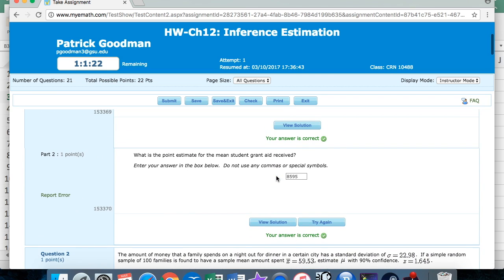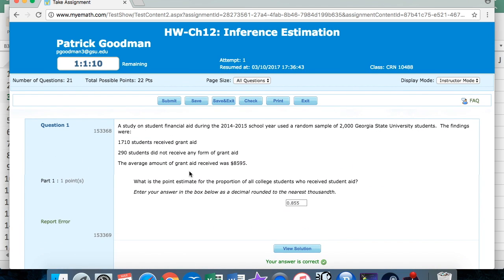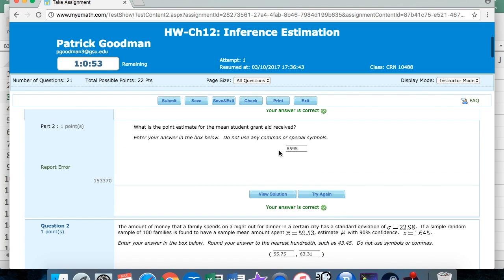Now part 2. Now they say, what is the point estimate for the mean student grant aid received? Now this one's a lot easier, right? Because for the mean, you don't have to actually calculate anything unless they give you actual data. Here they give us the average amount of grant received was $8,595. So you guessed it, this right here is your best point estimate. The best point estimate for the population mean of student grant aid received is your sample mean. So you'd copy that and put it in there.